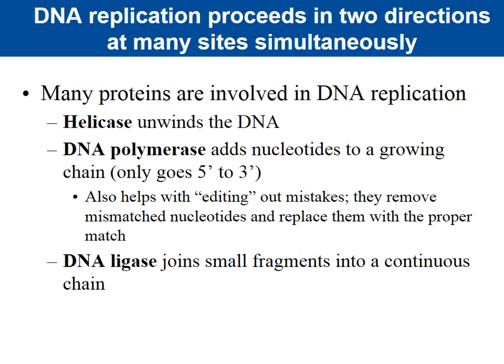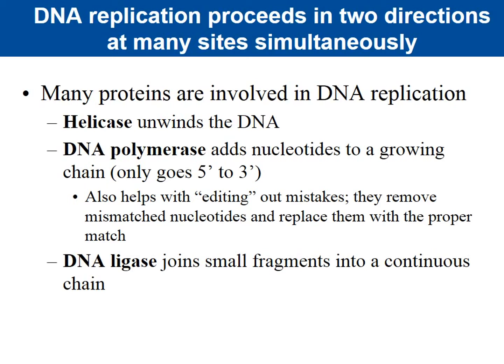Helicase, ase tells you it's an enzyme. Helicase is responsible for unwinding the double-stranded DNA. It's the one that's going to separate the two strands. DNA polymerase, polymerize means to synthesize, okay? So DNA polymerase is the enzyme that polymerizes or makes DNA. And so it's going to synthesize and add nucleotides to the new growing strand of DNA.